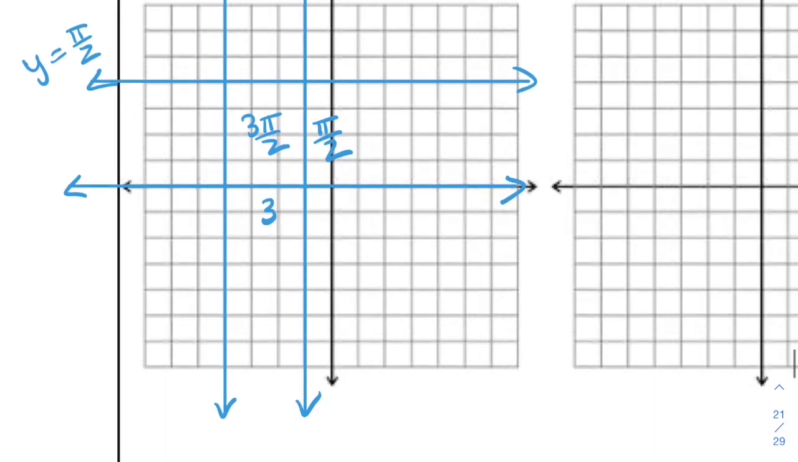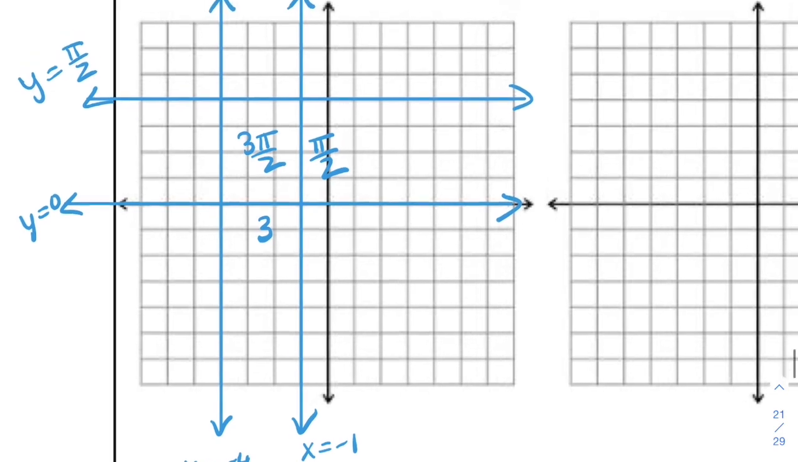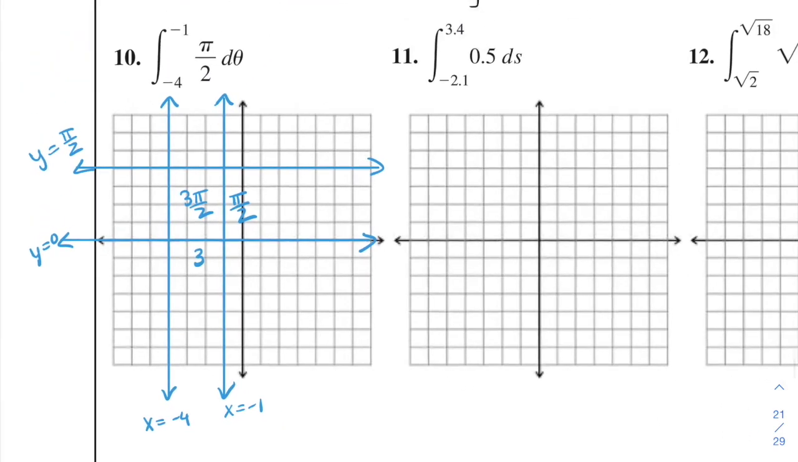Let me change these. I don't really need to color code them. This is x equals -4 and x equals -1, and then it's y equals 0. Okay, so just leave it as pi over 2 high by 3 units wide, and times it together, you get 3 pi over 2 units squared. All right.